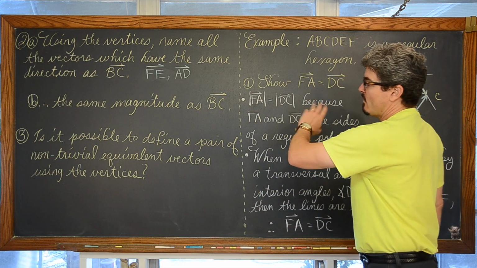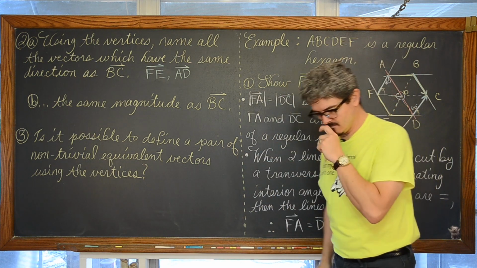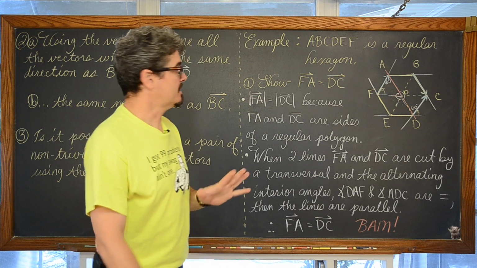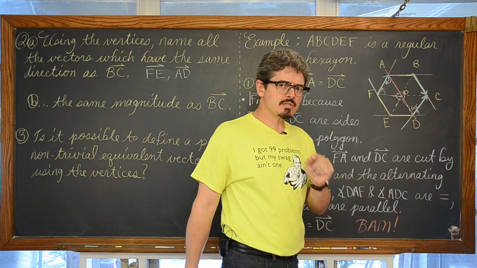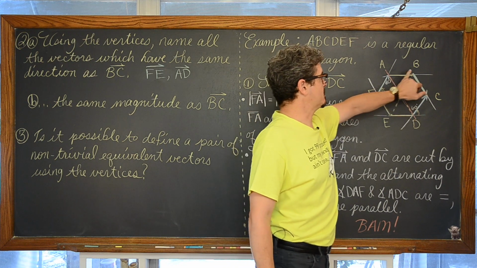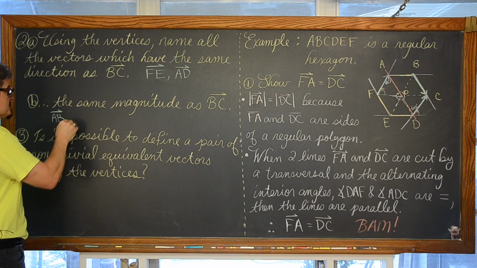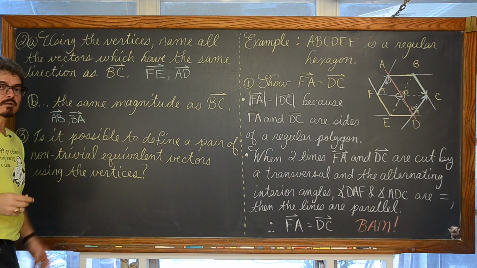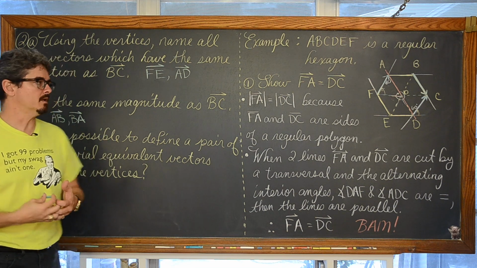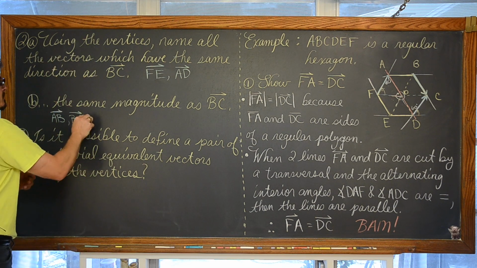Now, I want the same magnitude as BC. Magnitude, length. Well, it's a regular hexagon, and only using the vertices, not the center, that would be vector AB. And a student could write vector BA and write out all of those opposite pairs. I'm going to go ahead and just do that.